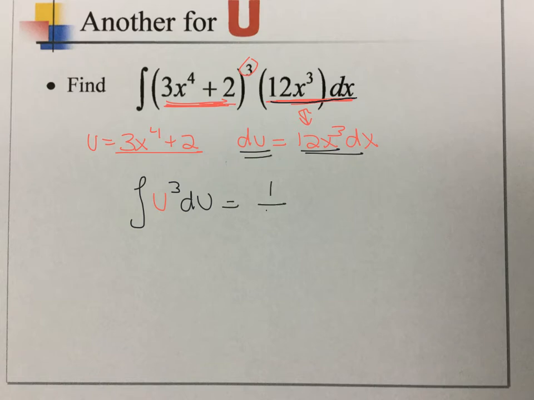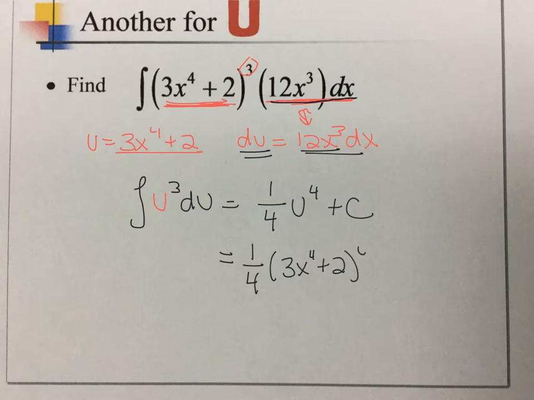And this would be 1/4 u to the fourth, bring it up a power, plus c. And now I replace it back, and I figure out that it's 1/4 times 3x to the 4th plus 2, to the 4th, plus c. And again, I could take my derivative and make sure I end up exactly with what I started with. And I do.